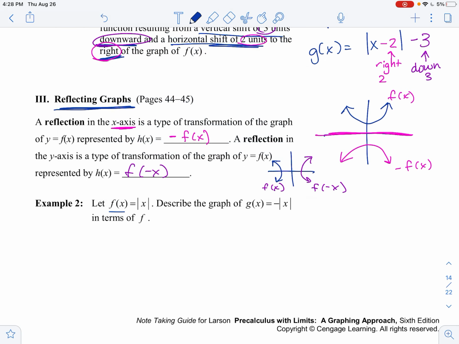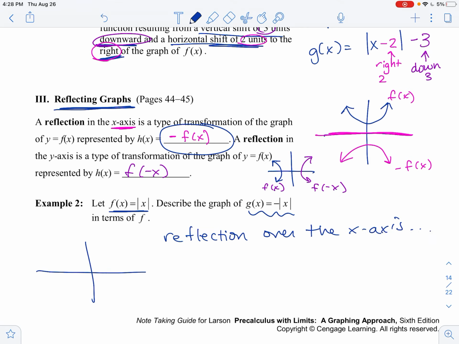So for example, again, f of x equals the absolute value of x. Describe what happens if I multiply the whole thing by a negative. So remember, it looks like this up here. So that's a reflection over the x-axis. So let's draw this. If the absolute value of x looks like this, and I'm flipping it over the x-axis, that's right here. So this is going to literally flip upside down, and my new drawing is going to look like this. So it looks like it got flipped upside down.